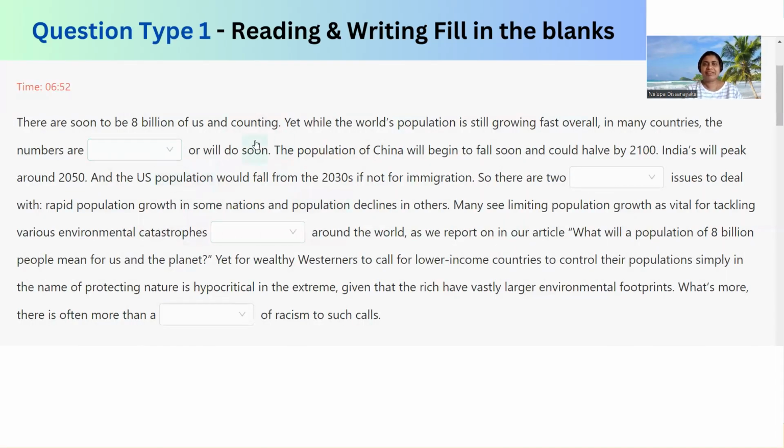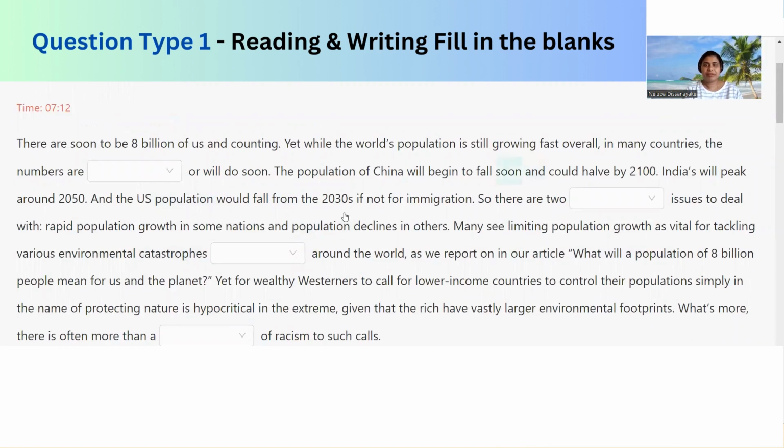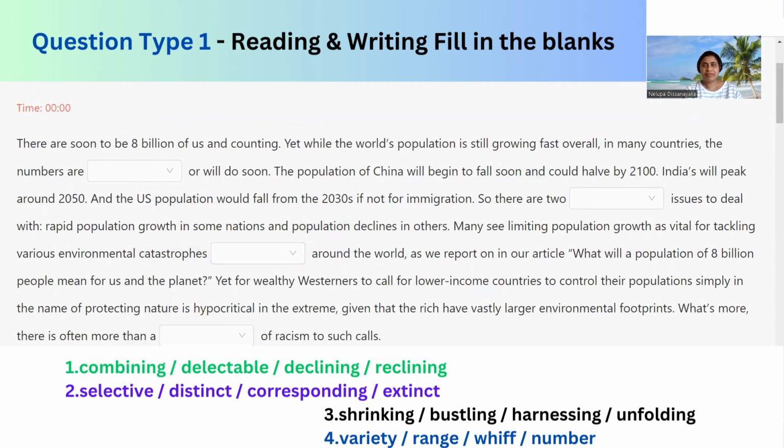First question type is reading and writing fill in the blanks. You will basically get a passage like this with some blanks, and you have some answers in the drop down list, and you have to select the best match answer. This question type is very important in the exam. I will give you 2.5 minutes. After 2.5 minutes, we will discuss this question.